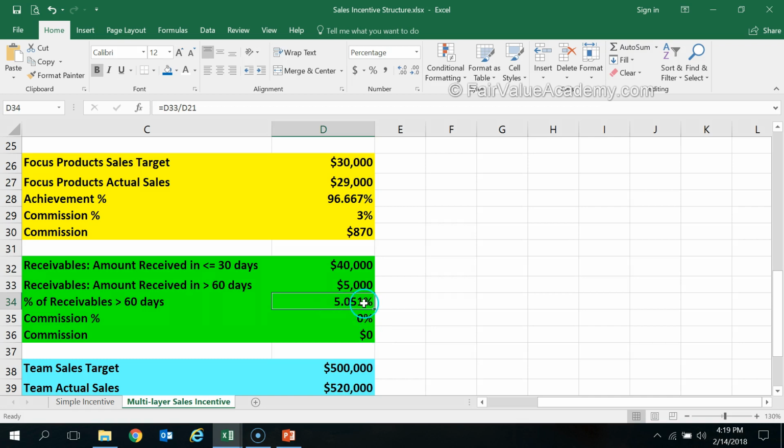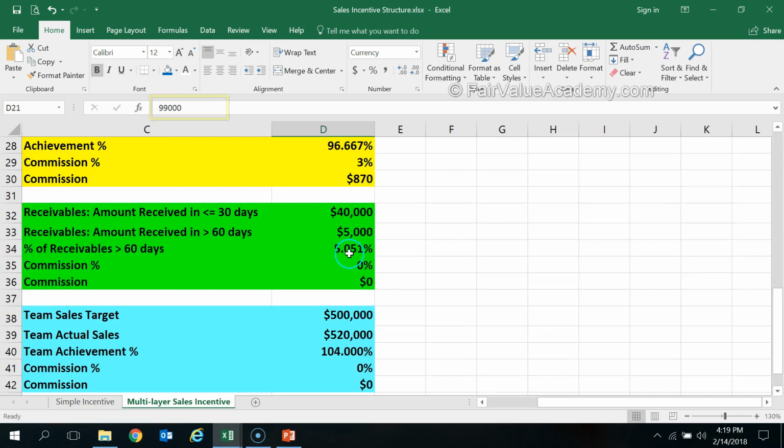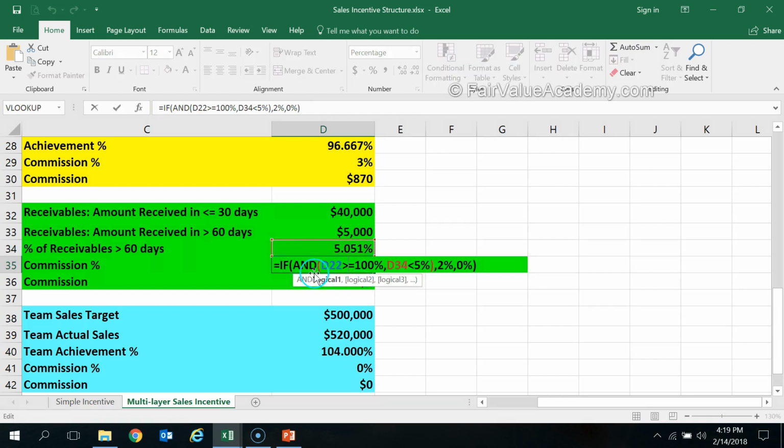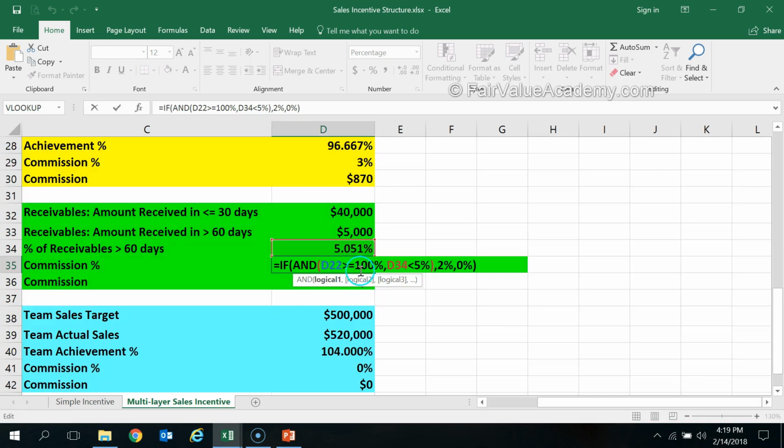First of all, we have to check the percentage of the amount received in more than 60 days as compared to the total sales amount, which is 99,000, which happens to be more than 5%, just above 5%. Okay, so he gets 0% commission, and the condition written is D22, which is this, is more than or equal to 100%, and D34, which is this, is less than 5%, then he gets 2%, otherwise 0%.